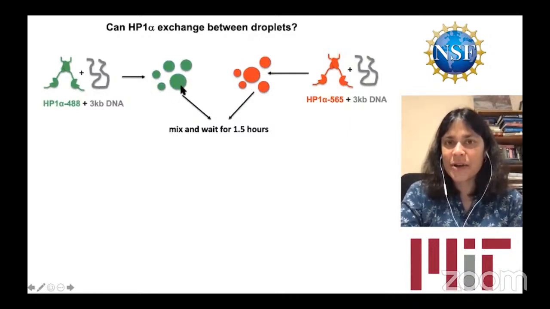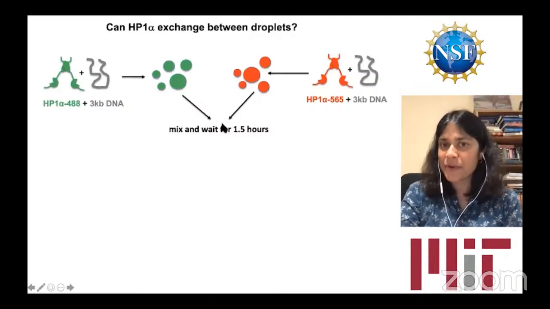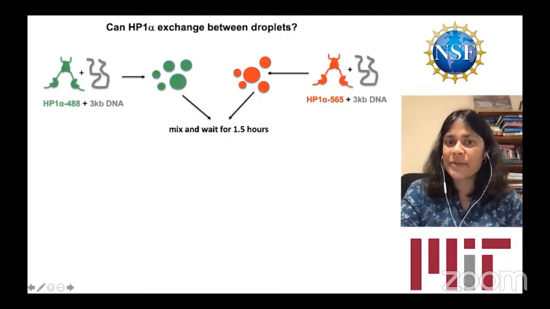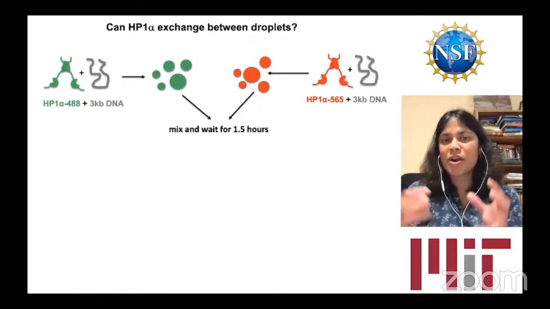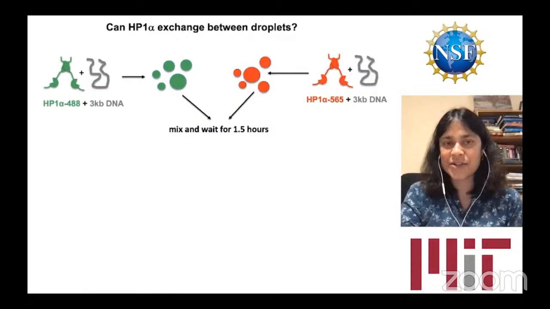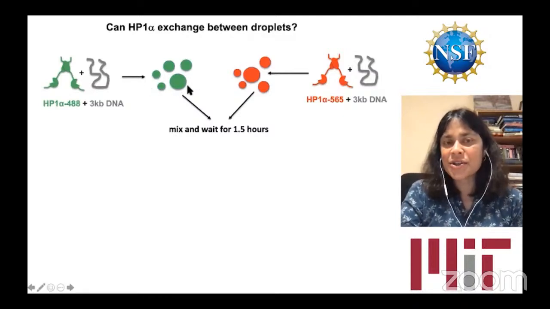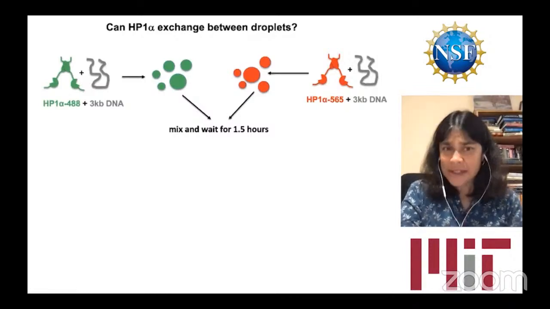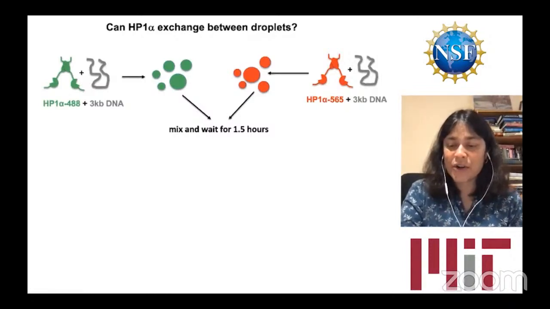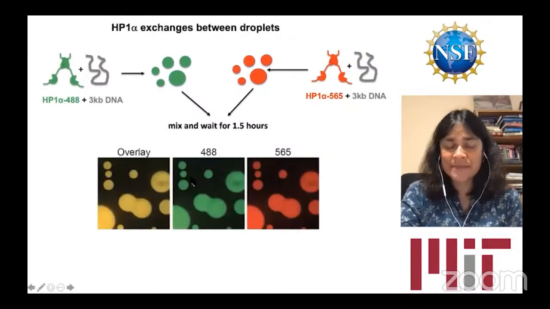Okay? So these droplets required the presence of DNA. She formed green droplets, red droplets, mixed them for about 1.5 hours, and waited and asked, what happens, do the droplets fuse? And if they fuse, do they exchange contents? If they exchange contents, we expect the droplets to become yellow, because all droplets would have green and red HP1 alpha molecules. And that's what she sees.